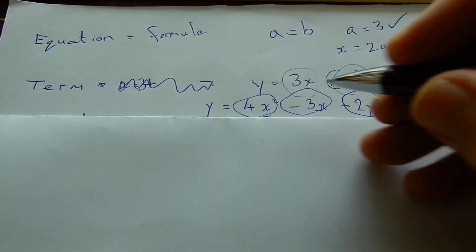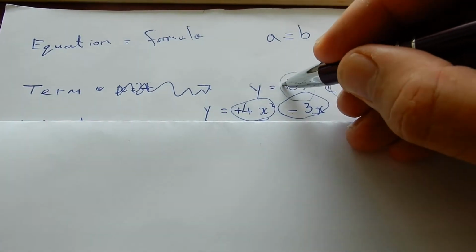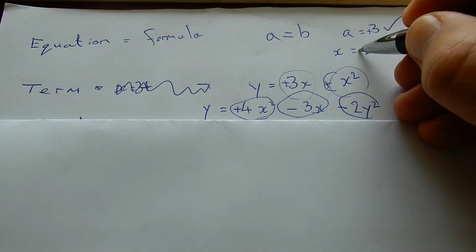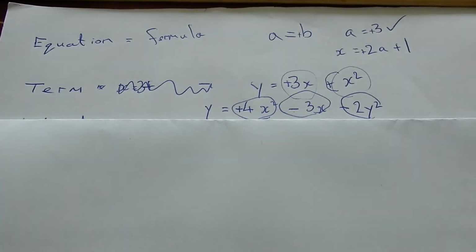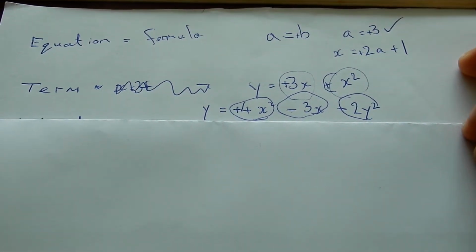Terms have a plus or a minus. When they don't at the beginning, just after the equals, it's a plus, okay? We leave out the pluses because there are just so many pluses. Otherwise, we'd be spending all our time putting pluses.